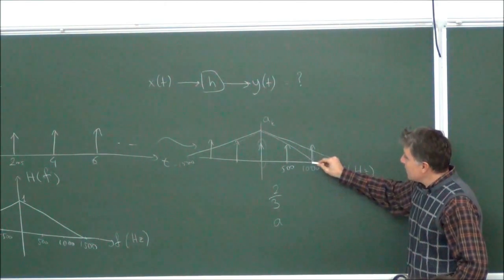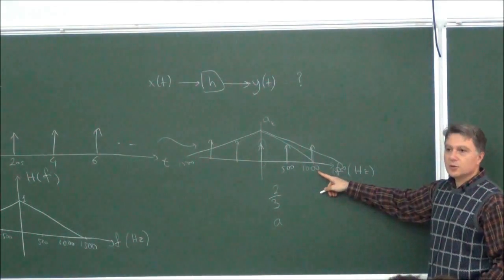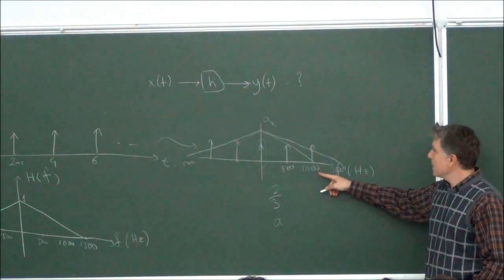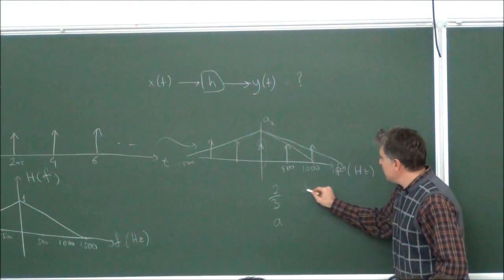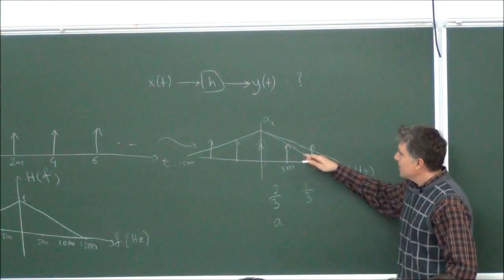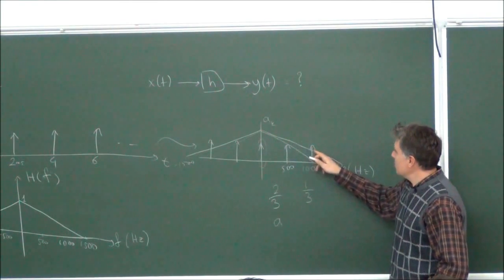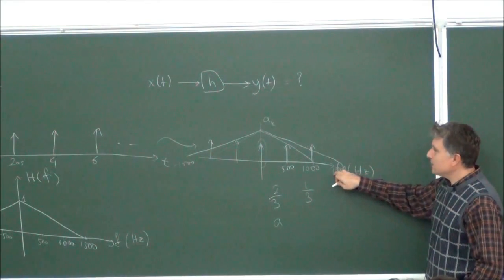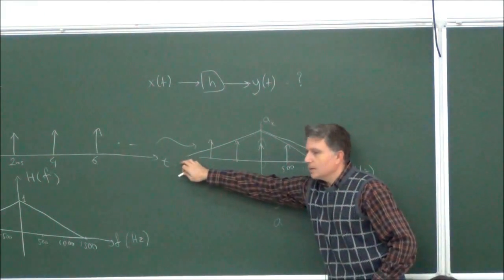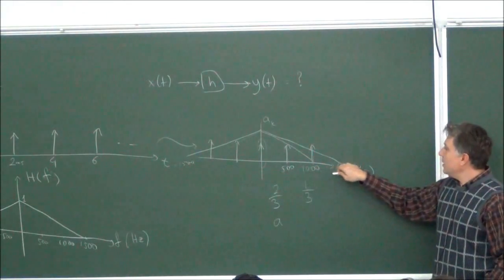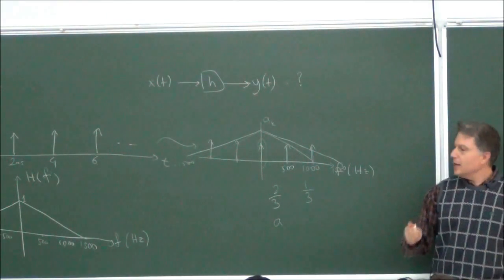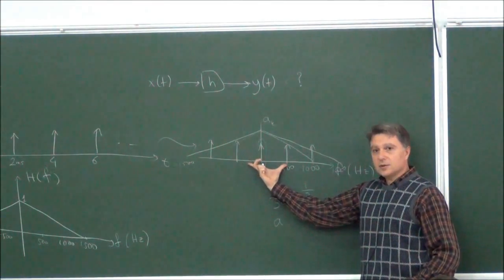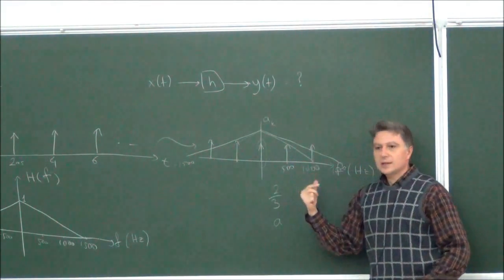So the harmonics at frequency 1 kilohertz will also pass, but the amplification factor will be 1 over 3. If this is 1, this is 2 over 3, this is 1 over 3, and this is 0. So the harmonics at 1500 will not pass. The negative one will not pass either. And all the other further harmonics will not pass. So how many harmonics are passing? 1 from the DC, 2 from 500 hertz, and 2 from 1 kilohertz.